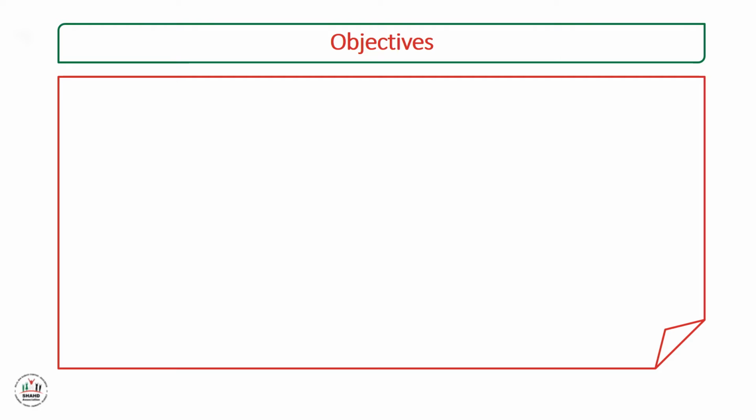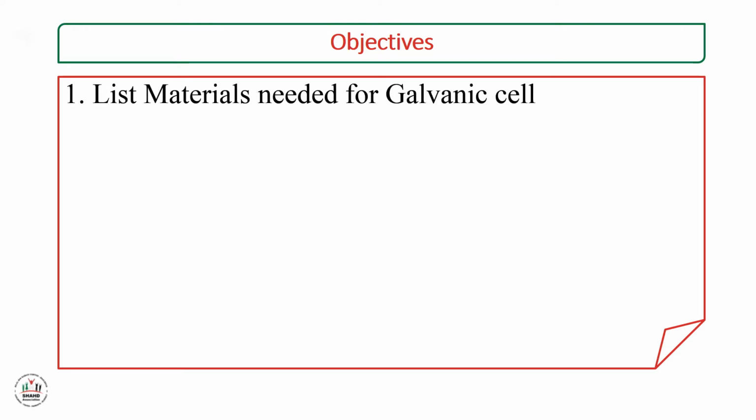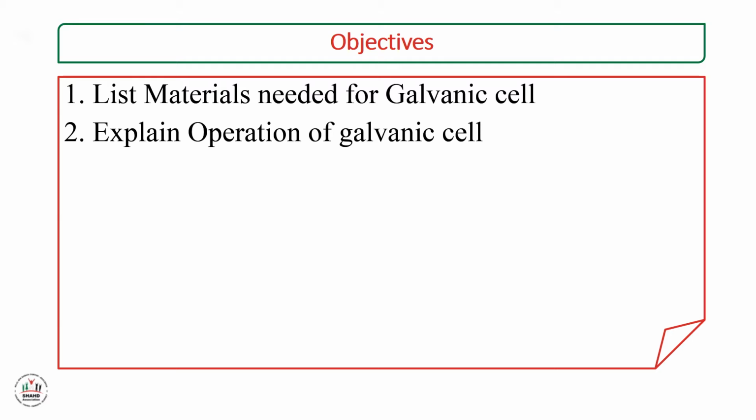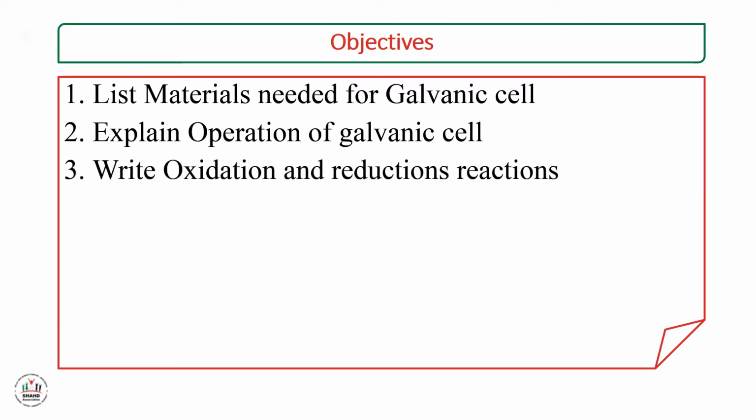Today we have three objectives. First, we will list the materials needed for the construction of galvanic cell. We will explain the mode of operation of galvanic cell. Finally, we will write the oxidation and reduction reactions.